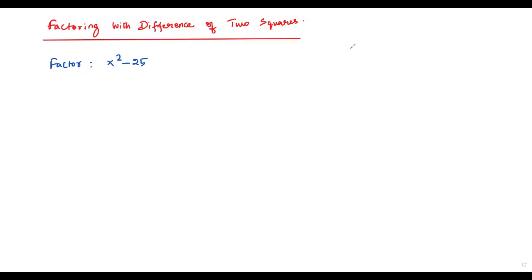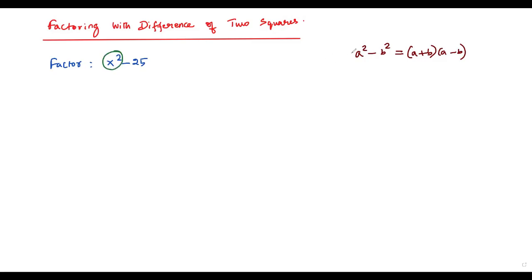For that, we have to consider an identity in algebra, that is a squared minus b squared. Here we have two squares and we find the difference between them, so it's called difference of two squares. Whenever we have a difference of two squares, it can be written in factored form, that is a plus b times a minus b. Now to get the factored form of this expression, I have to write this expression exactly in this form, a squared minus b squared.